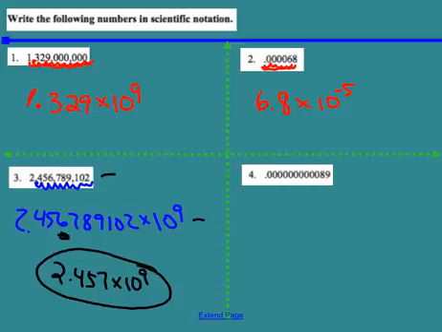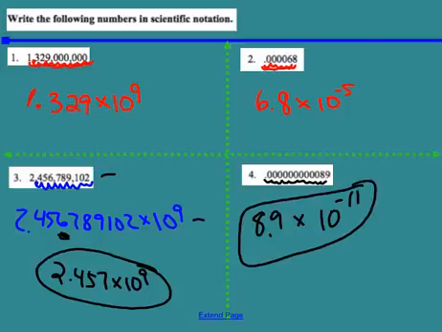And then this last one, you should be able to look at that and know instantly it's 8.9 times 10 to the negative something. And then you would just come up here and count. 1, 2, 3, 4, 5, 6, 7, 8, 9, 10, 11. I get negative 11. All right? So really big numbers are going to be positive.